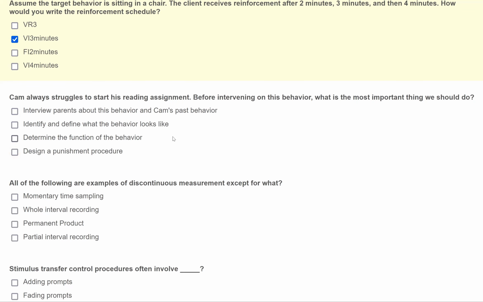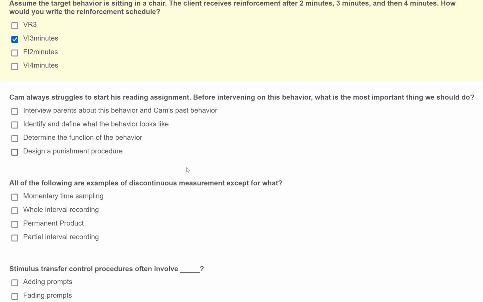B, identify and define what the behavior looks like. That's great, but first, let's get a little more background. Let's do a full FBA on this procedure. C, determine the function of the behavior. That's jumping way ahead. That's going to be our last step in our FBA.